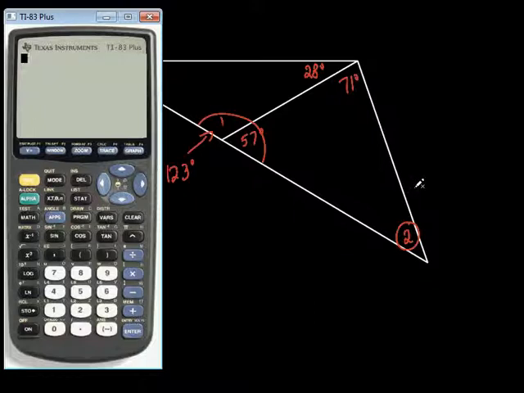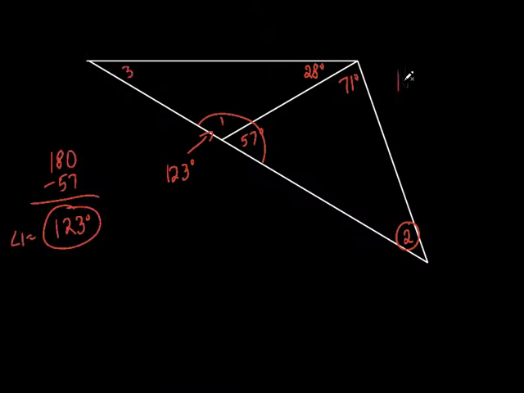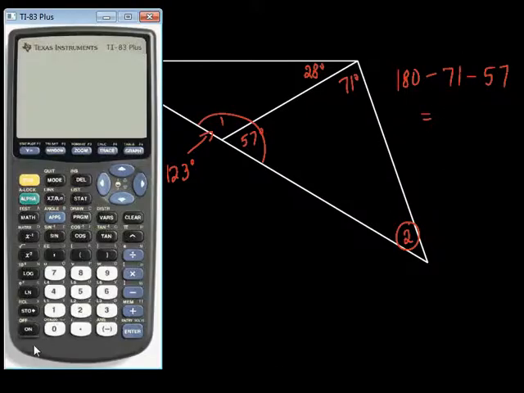Watch what's a little easier. If you want to use your calculator on this, I think it's a little easier to do this. They all three add up to 180, right? So what can I do? I can take away 71, and then I can take away 57. Would you agree? So really, you're only doing one thing now instead of two. It's really not that much different. But I just kind of like this. So it's 180 minus 71 minus 57. And I get 52.